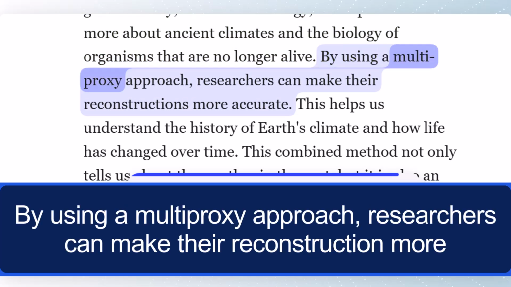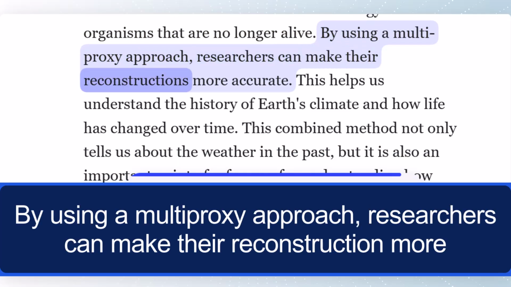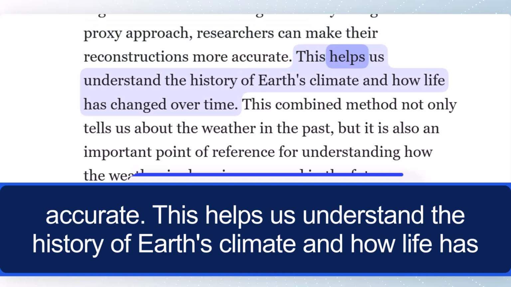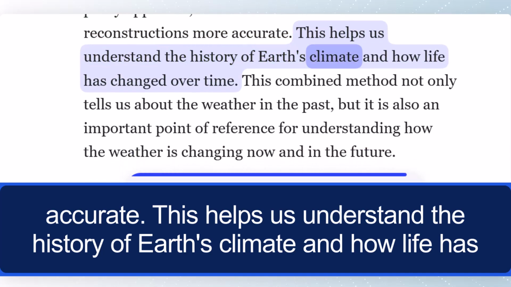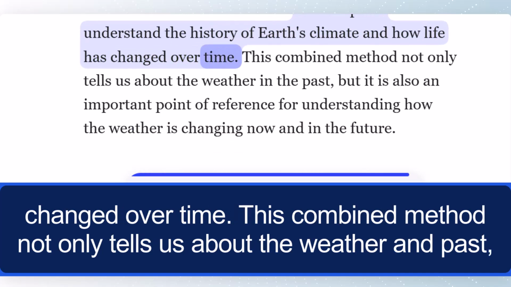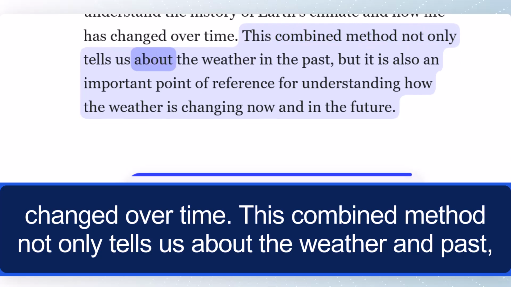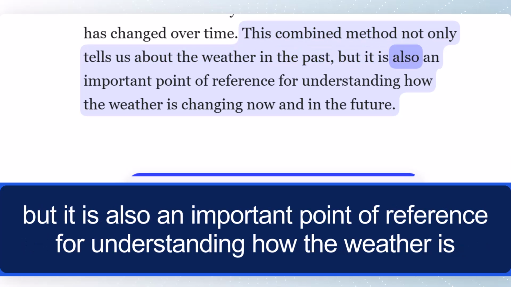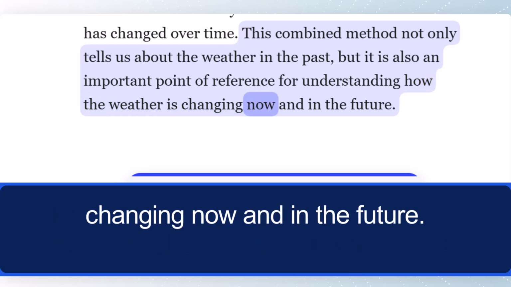By using a multi-proxy approach, researchers can make their reconstructions more accurate. This helps us understand the history of Earth's climate and how life has changed over time. This combined method not only tells us about the weather in the past, but it is also an important point of reference for understanding how the weather is changing now and in the future.